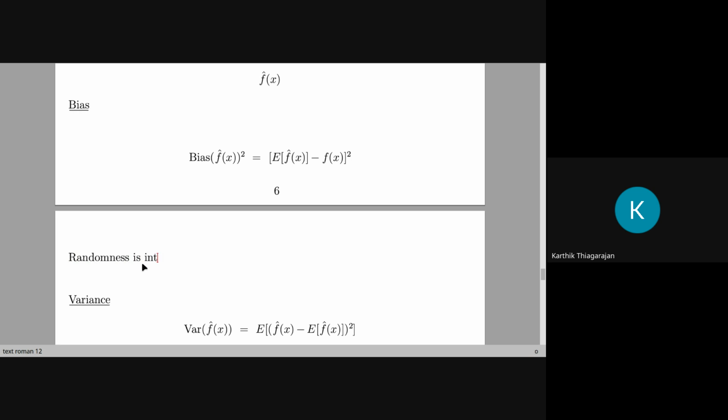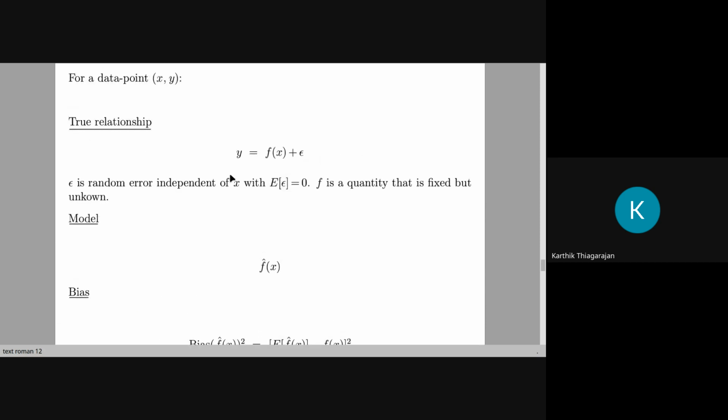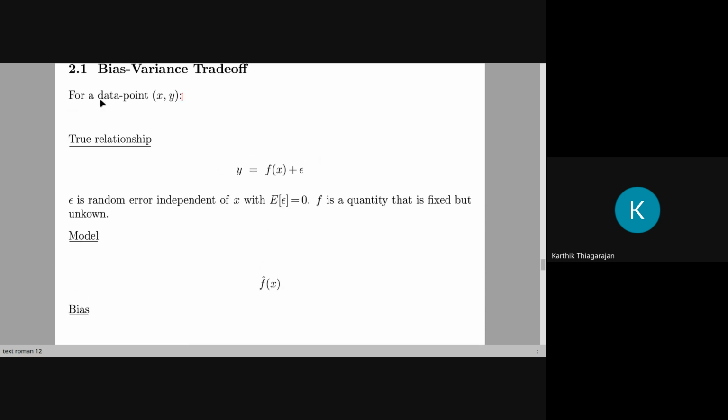It is introduced by working with different data sets, right? So each f hat is trained on a different data set, and that is where the randomness comes from. So if you look at the expectation of f hat, x is fixed, right? Let's fix one data point.